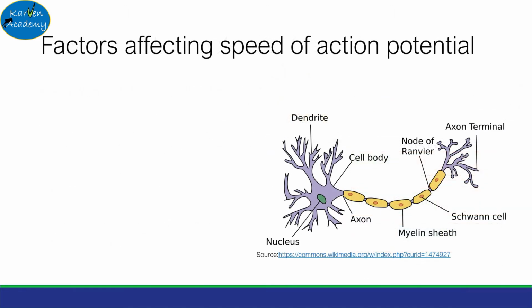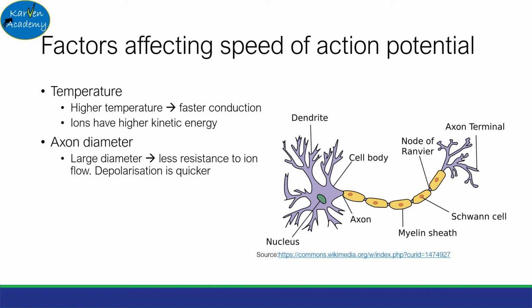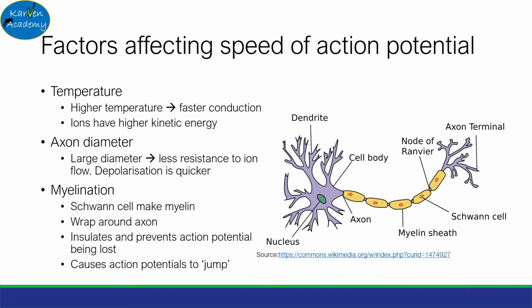Let's look at the factors that affect the speed of an action potential. The first one is temperature, and it makes sense, right? Increasing temperature improves conduction in axons, as the ions that diffuse in have a higher kinetic energy. The next one is axon diameter, and the larger the diameter, the less resistance to ion flow. Think of it like blowing through a straw versus blowing through a wide pipe. Finally, we come to myelination.